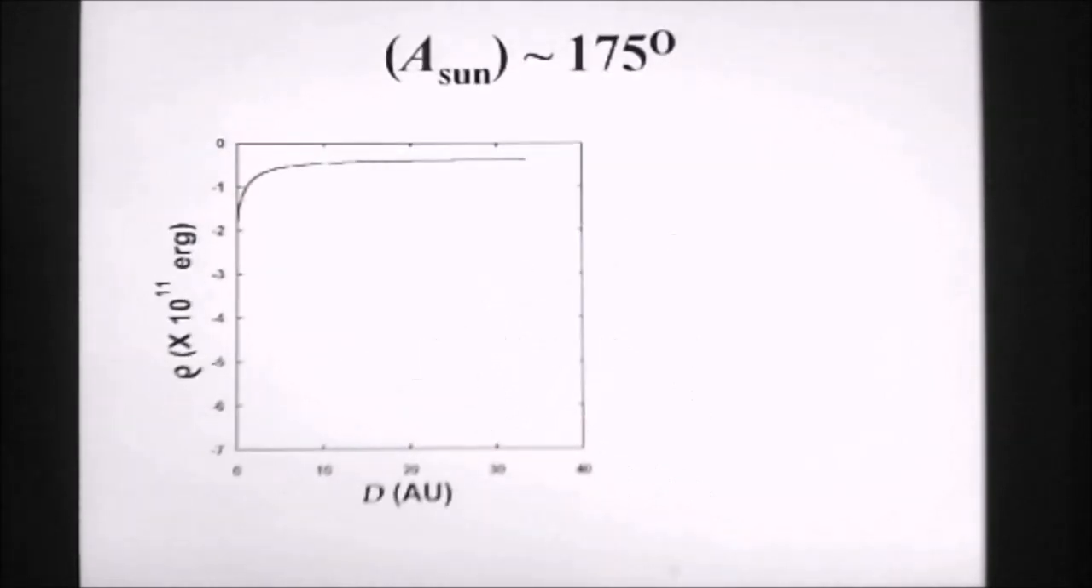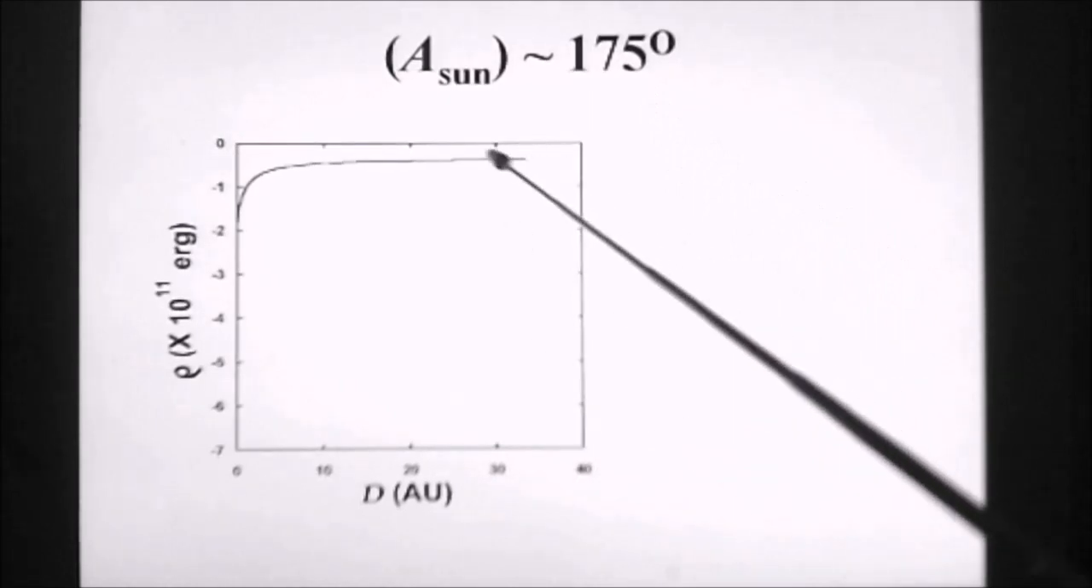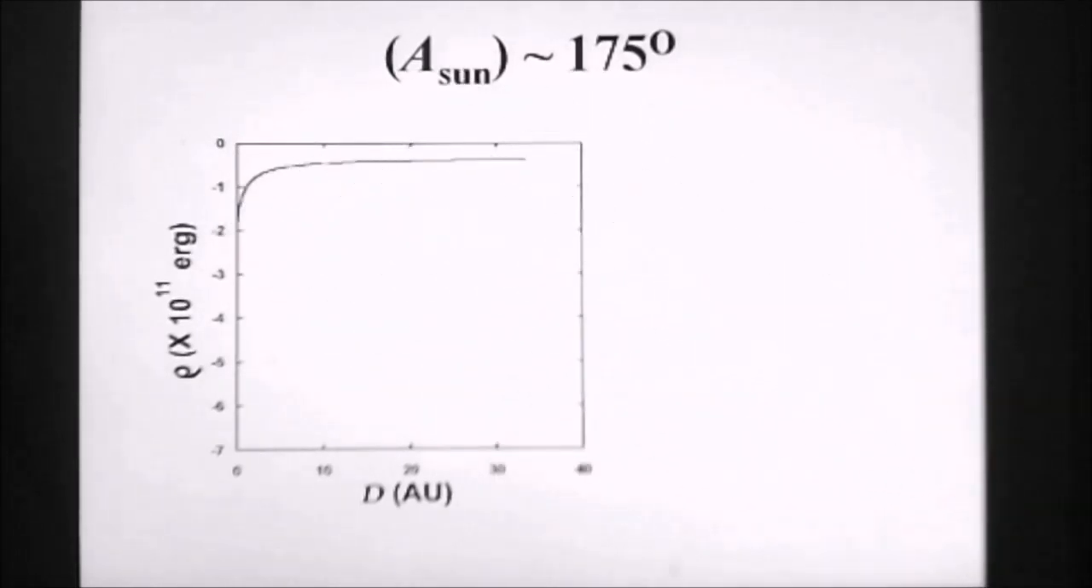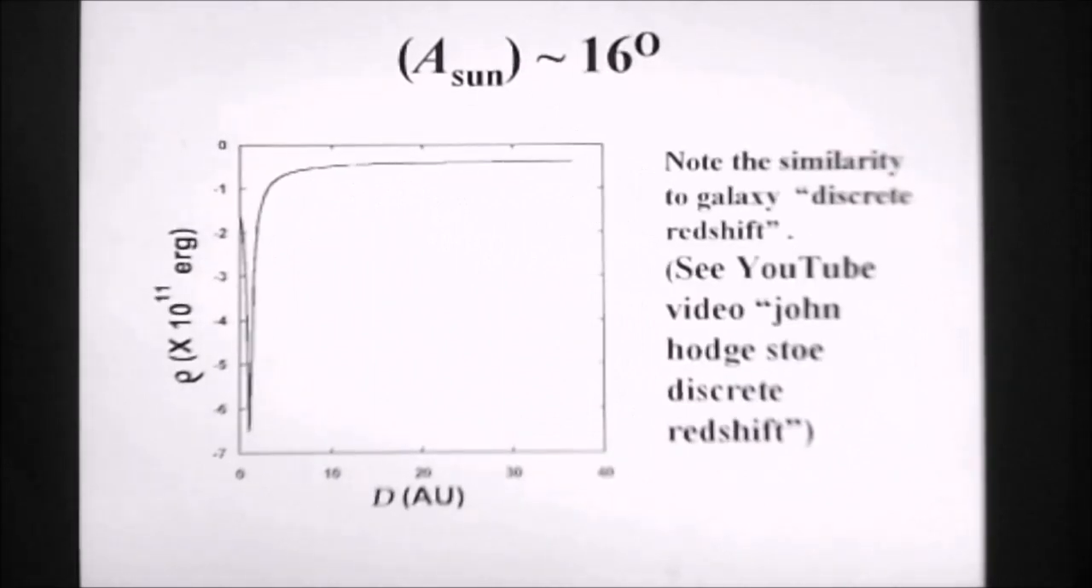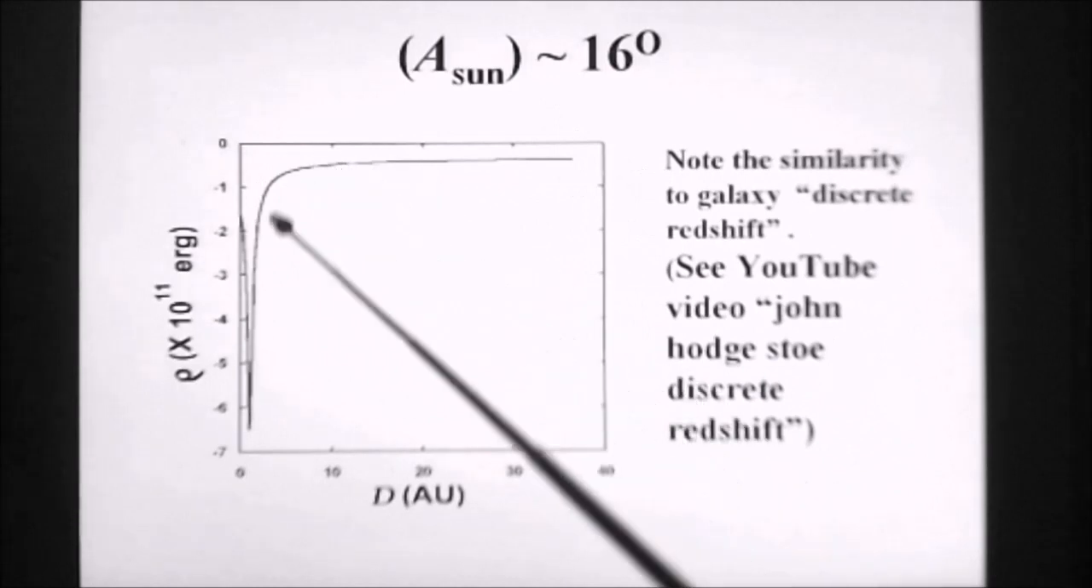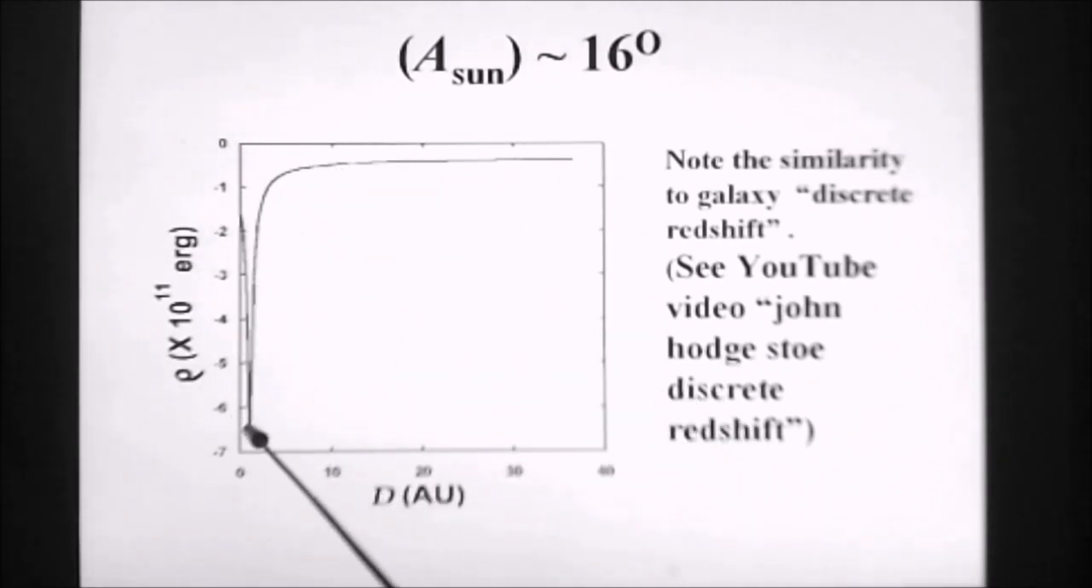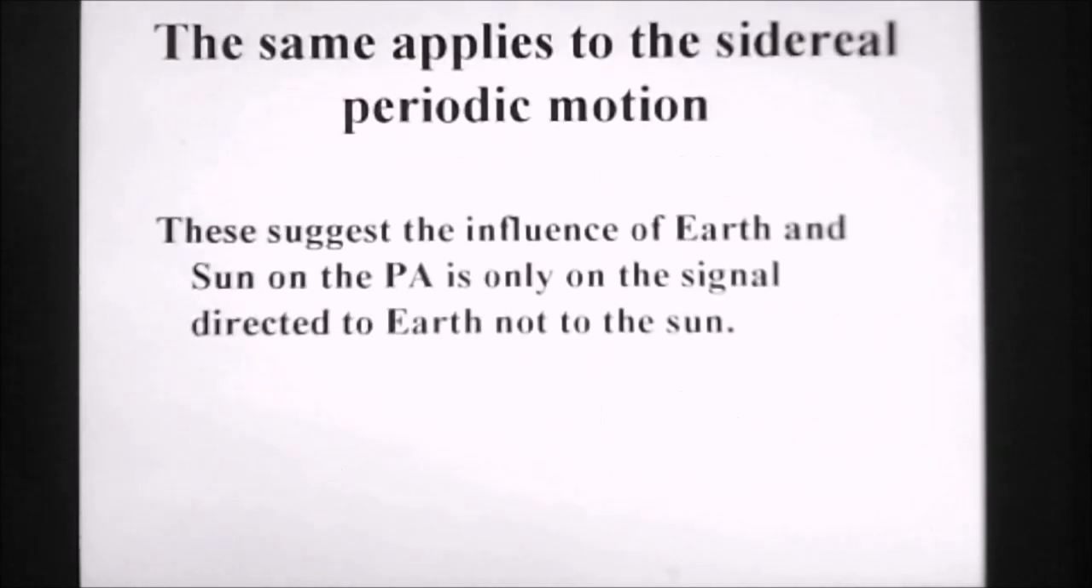If the angle to the Sun is large, in this case where the Sun is on the other side of the Earth from the spacecraft, then we get a nice smooth 1/r kind of distribution. If the angle to the Sun is small, then we have the effect of the Sun on the electromagnetic signal. You will note this is similar to the discrete redshift. The same applies to the sidereal periodic motion. That is to say, the send and receive station of the signal is on the surface of the Earth, and there's a constant radius between the center of the Earth and the radio station.